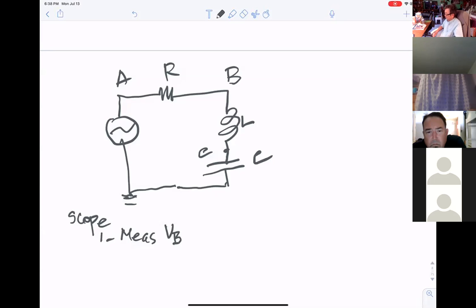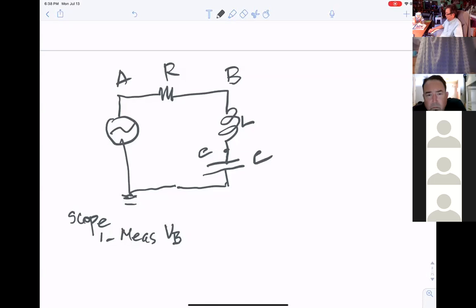Then you using scope channel 1, where do you connect? One side A, one side B. Come on. You've got to have ground on the ground, and then the scope on B. Black lead to the ground, and the red lead to the point B. That means your scope will be connected here. Right? The other side of the scope must be ground all the time.